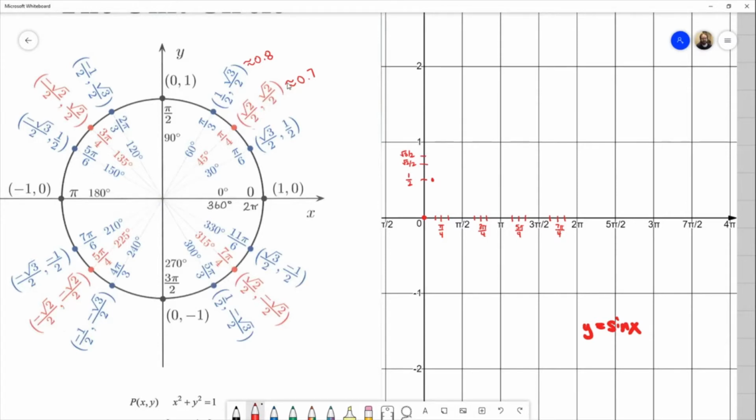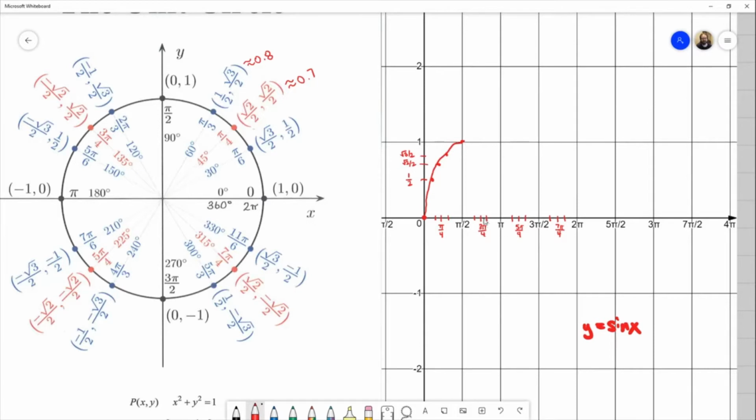So we'll plot that point. At pi over 3, the y coordinate of the point that corresponds to x equals pi over 3 is root 3 over 2. So we can plot that. And then at pi over 2, the y coordinate of the point that corresponds to pi over 2 is 1. I'm going to get this point moved just a little bit. I want the curve nice and smooth. All right, so on that interval, if we connect the dots in a nice smooth fashion, the graph of y equals sine x looks like that.